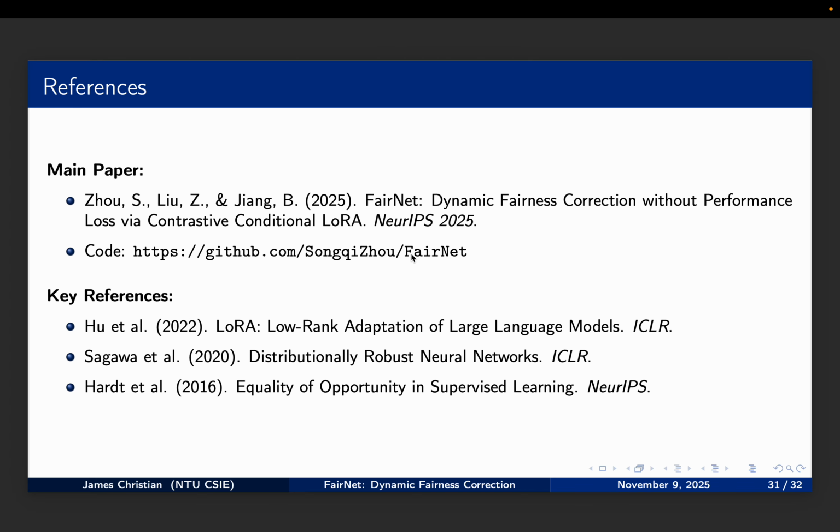Here are the main references. The main paper is Zhou, Liu, and Jiang, 2025, FairNet: Dynamic Fairness Correction without Performance Loss via Contrastive Conditional LoRA at NeurIPS 2025. And the code is also available on GitHub. The key references are LoRA: Low-Rank Adaptation of Large Language Models at ICLR 2022, Distributionally Robust Neural Networks at ICLR 2020, and Equality of Opportunity in Supervised Learning at NeurIPS.